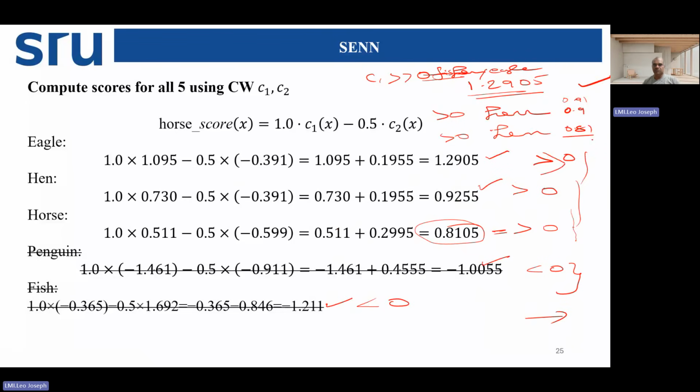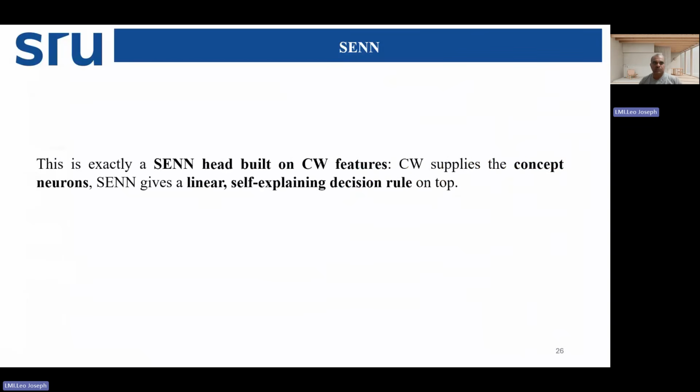This is what the self-explainable learning neural network is telling. So you don't know the label. If you supply the label, it will tell you yes, it is the horse. So this is exactly a SENN head built on concept whitening features. Concept whitening supplies the concept. SENN gives a linear self-explaining decision rule.